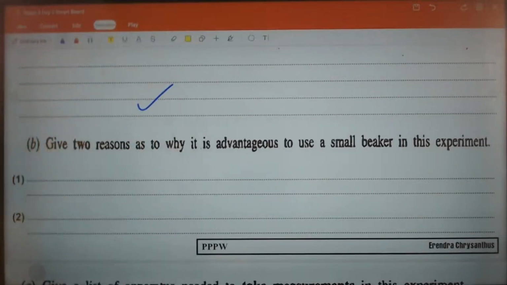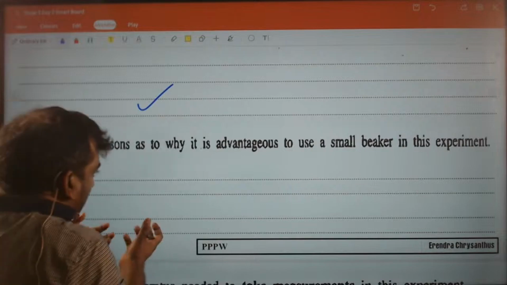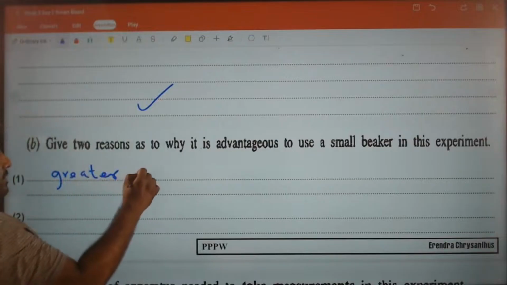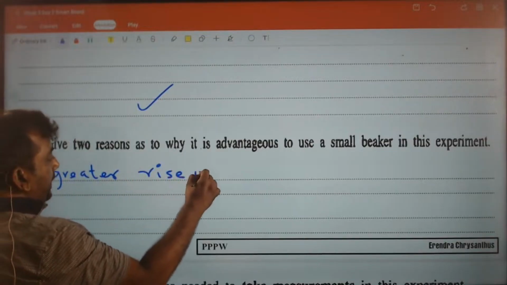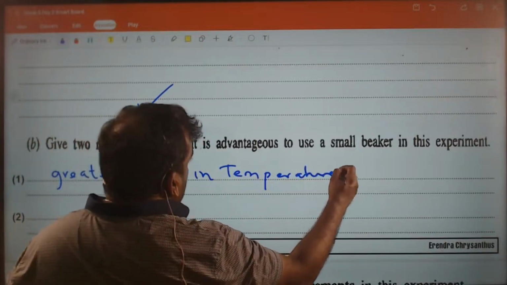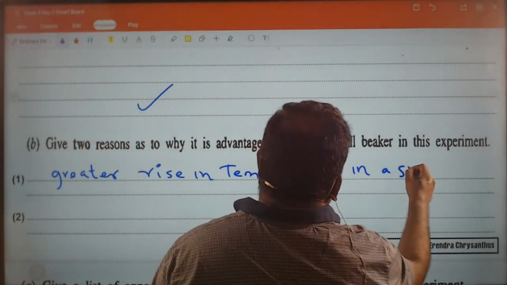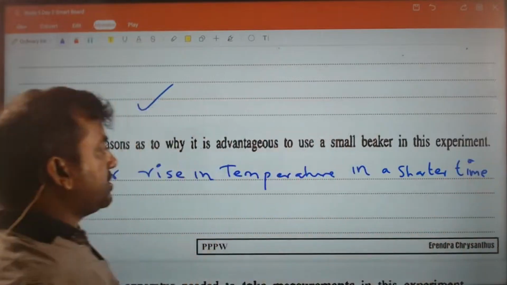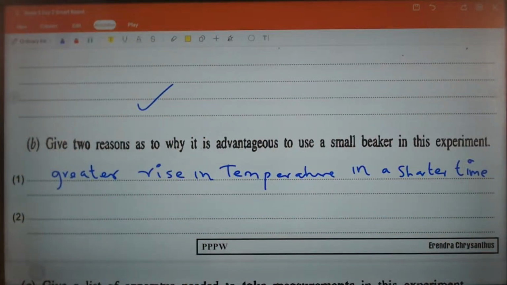Give 2 reasons as to why it is suitable to use a small beaker. Smaller the beaker, smaller the mass, greater rising temperature in a shorter time. Greater rise in temperature in a shorter time. That is one main reason. Next one.